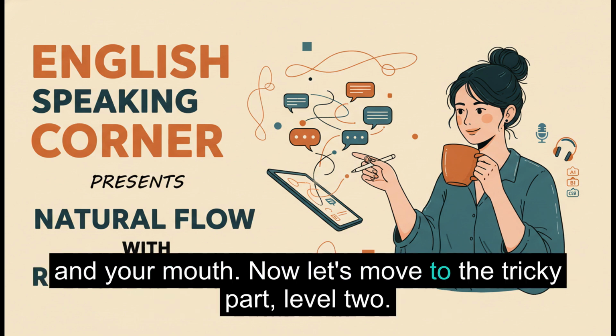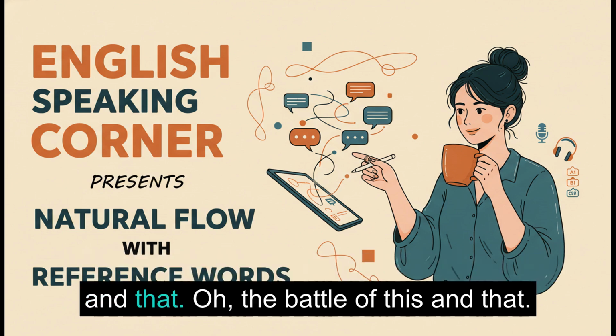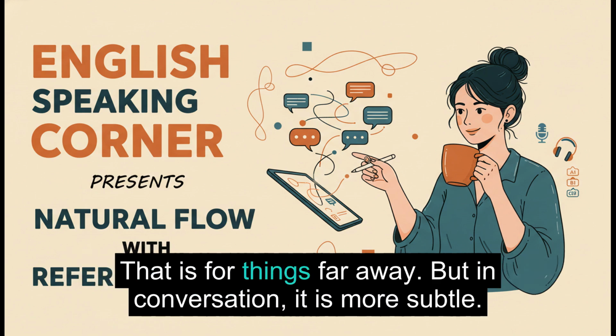Now let's move to the tricky part, level 2. This is where many of our B1 learners get confused. The difference between this and that. Oh, the battle of this and that. In textbooks, it is explained simply. This is for things near you. That is for things far away.